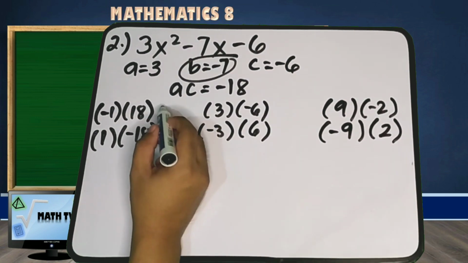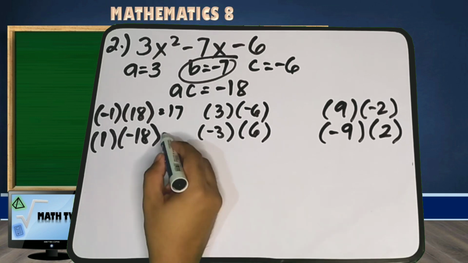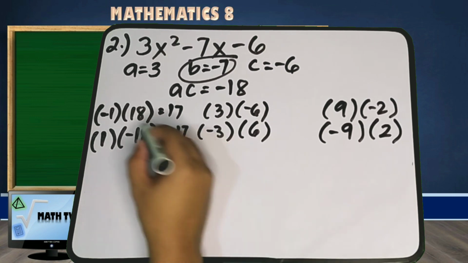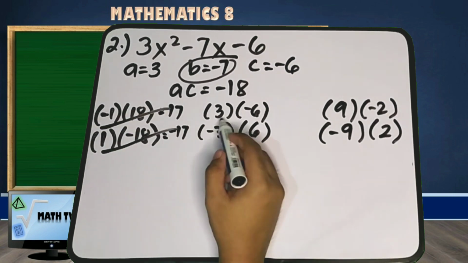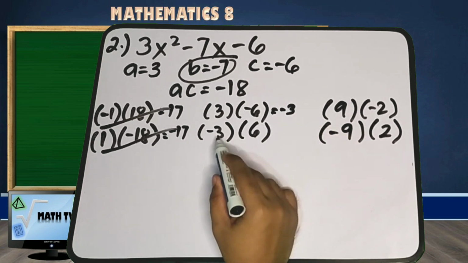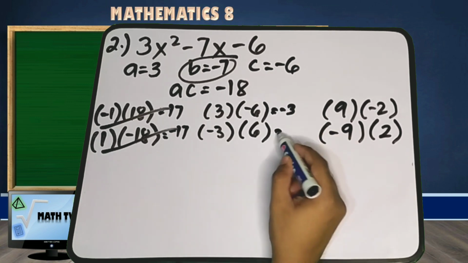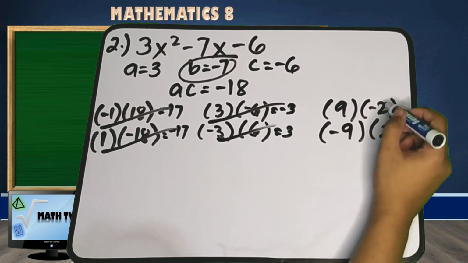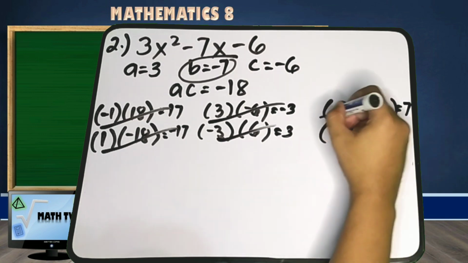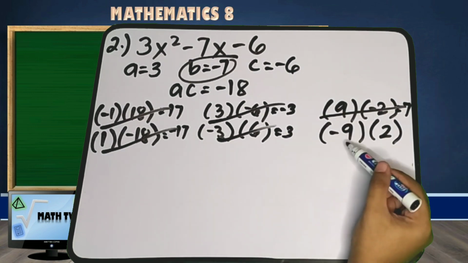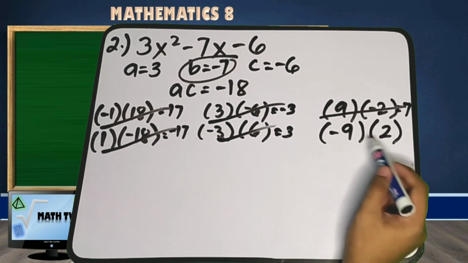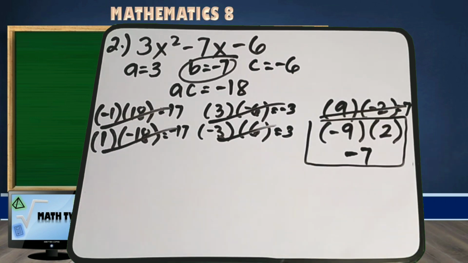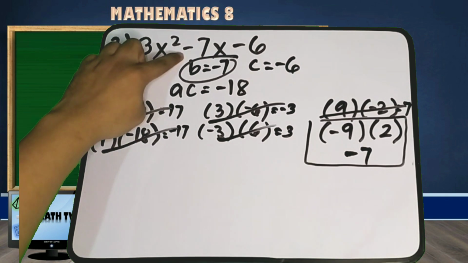Negative 1 plus 18 is 17. 1 plus negative 18 is negative 17. So, hindi silang dalawa. 3 plus negative 6, negative 3. Negative 3 plus 6 is equal to 3. So, hindi rin sila. So, 9 plus negative 2, ang sagot dito ay positive 7. So, hindi ito. So, natitira na lang ay negative 9 plus 2. Pag inad natin tong dalawa na to, ang sagot ay negative 7. So, ito yung gagamitin natin para i-split yung negative 7x.